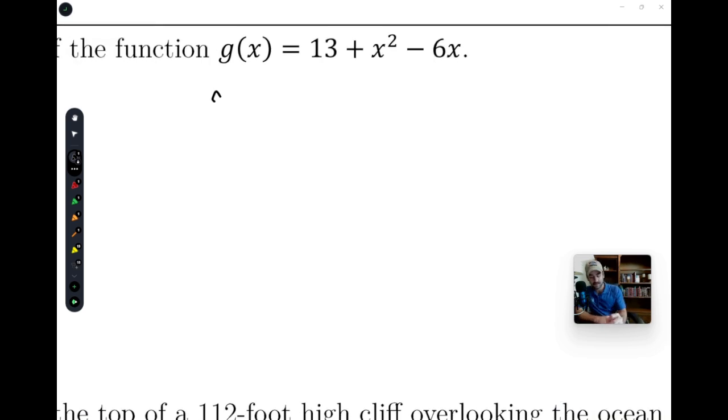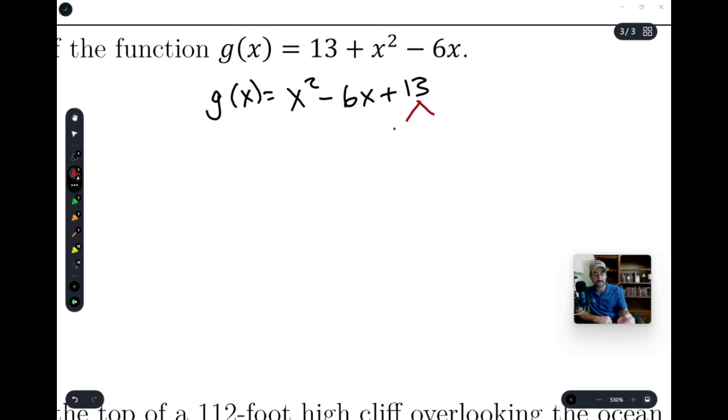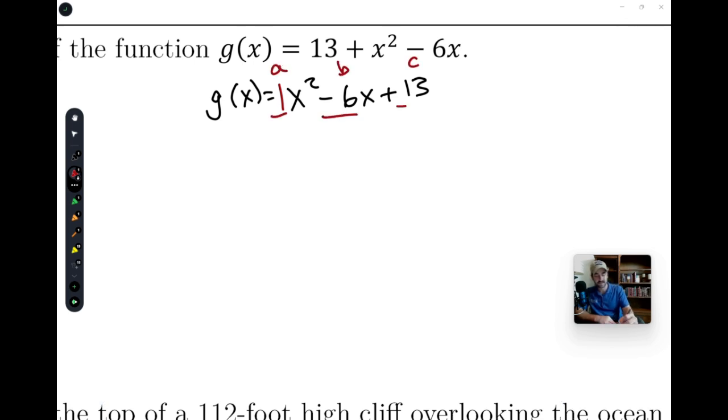So g of x, first thing first, we're going to get it into a good format, equals x squared minus 6x plus 13. I'm going to ask myself, what are the factors of 13? Only 13 and 1. Neither of those combine to make negative 6. And so I'm going straight to the quadratic formula. There's no variable up here, so we have an invisible 1. We've got our a is 1, our b is negative 6, and our c is 13.